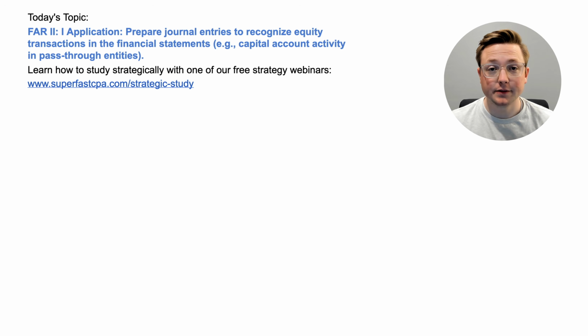I'm Logan, and in today's video, we're going to be going over FAR Area 2. This is Section I, and this is an application topic. It's actually a continuation of the previous application topic from the previous two videos: prepare journal entries to recognize equity transactions in the financial statements. We're covering capital account activity in pass-through entities specifically in this video. Remember, we've been dealing with the same blueprint topic for the past two videos. We covered stock issuance, stock dividends, and stock splits in the first video, treasury stock in the last video, and now capital account activity in this video.